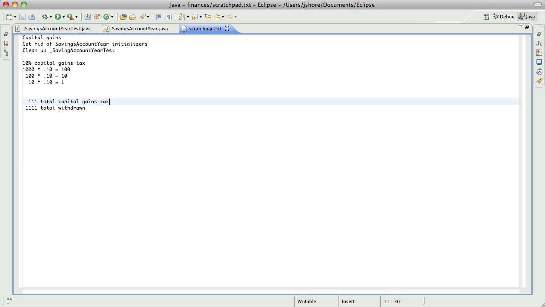Now, when I did this in my spreadsheet, I solved this problem, and I actually have no idea how I came up with this, but it's actually pretty straightforward. If you take your 1,000 that you're withdrawing and you divide it by the inverse of the capital gains tax, that is going to equal the right amount.